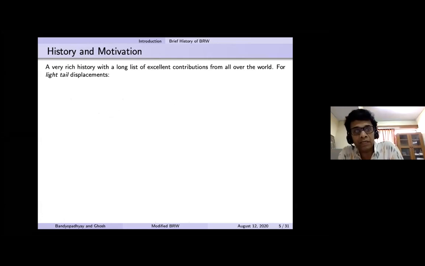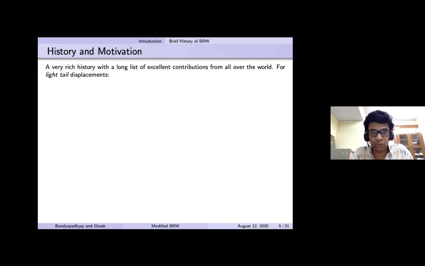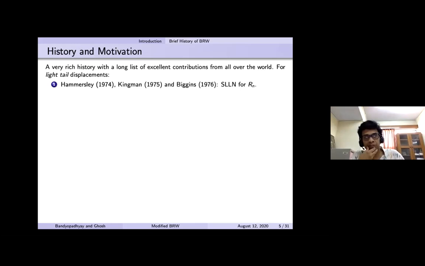Once again, I'm not going to give you the full history, but the parts that are interesting and related to the current process, which I haven't described yet but will in one or two slides. The process really started with Hammersley in 1974. It was quickly studied by Kingman and Biggins in successive years, and they established the strong law of large numbers for this rightmost position in a linear scaling. What they proved is that R_n divided by n converges almost surely to a constant, and the constant was also exactly characterized.